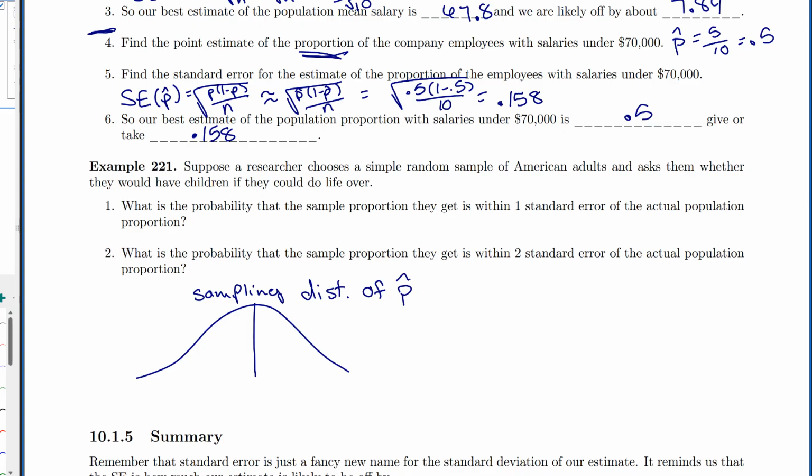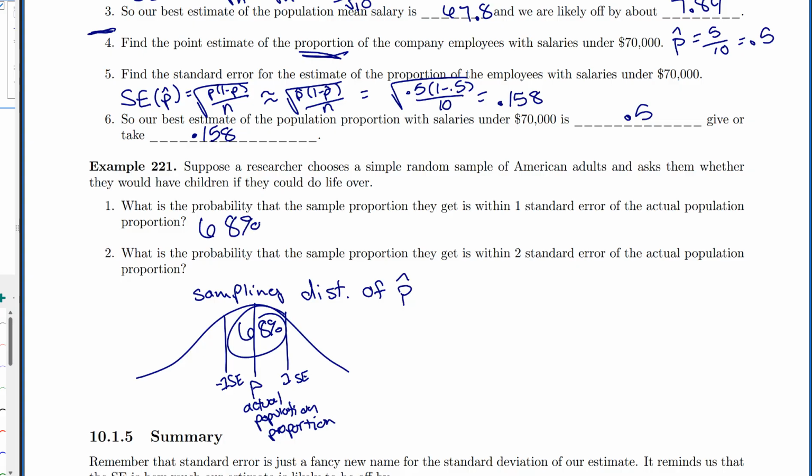So all my possible sample proportions should be centered at my population proportion P. This is my actual population proportion. Whatever sample proportion I get should be centered there. And if we go out one standard error, either above or below, then 68% of all the possible sample proportions should be within one standard error. So what's the probability that they get a sample proportion within one standard error of the true value?